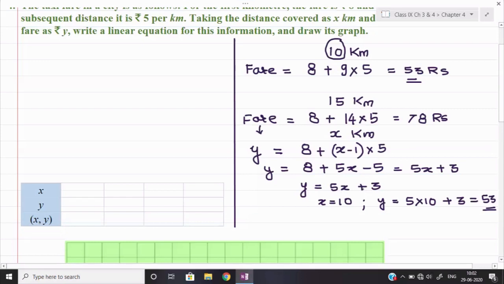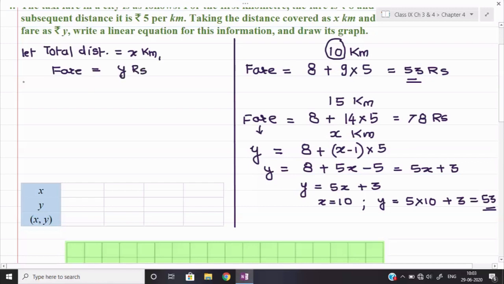So let us write down the given things here. First of all, in the solution, what will we write down? Let the total distance be x kilometers. Second, let the fare be y rupees.